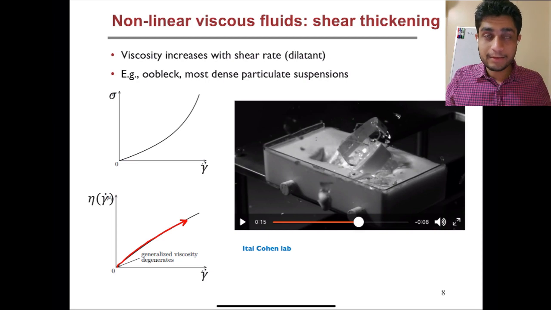And these accidents can even happen in pipelines. Let's say you are pumping shear thickening fluid, and if you pump it at a flow rate which is higher than some critical value, then the entire pipeline will suddenly jam, and again the stresses can be so high that the pipes can burst.